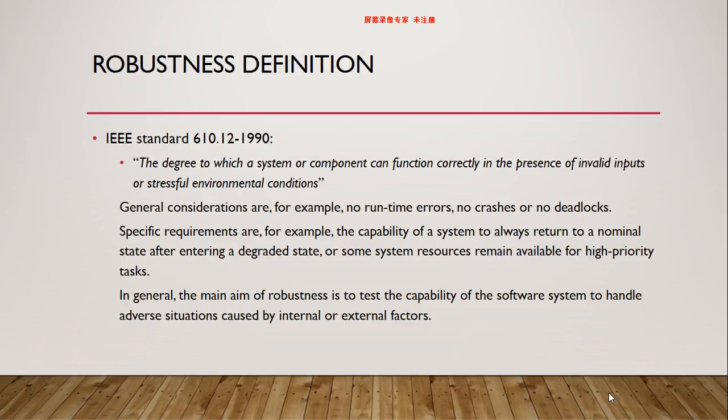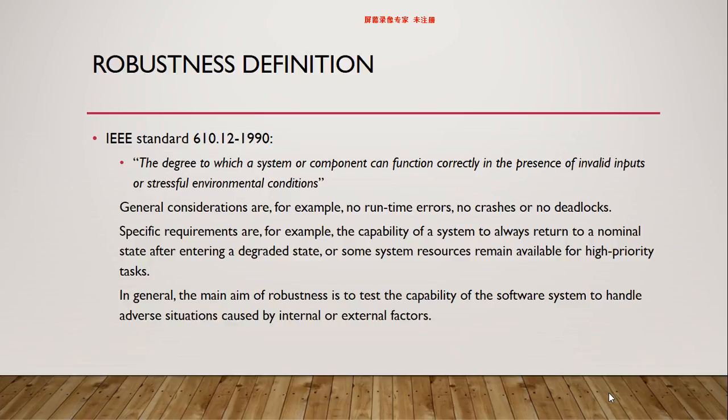Next, we are going to review the definition of robustness in the IEEE. From the IEEE standard 610.12-1990, robustness is the degree to which a system or component can function correctly in the presence of invalid inputs or stressful environmental conditions. This is the definition from the IEEE glossary.